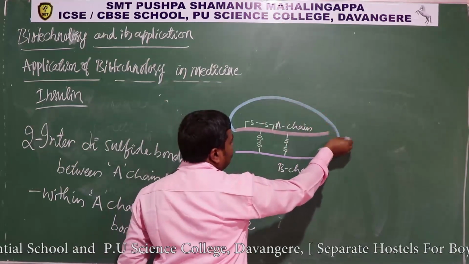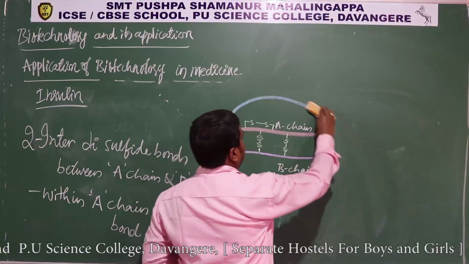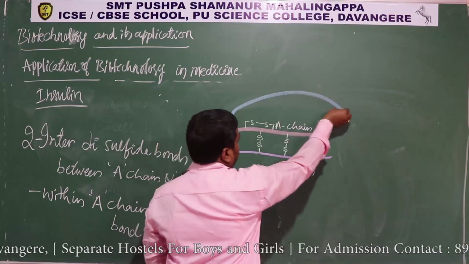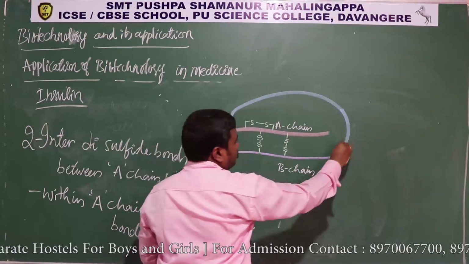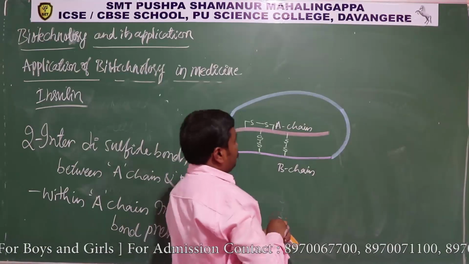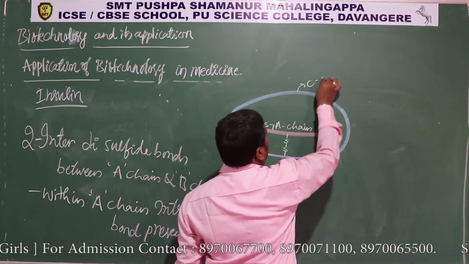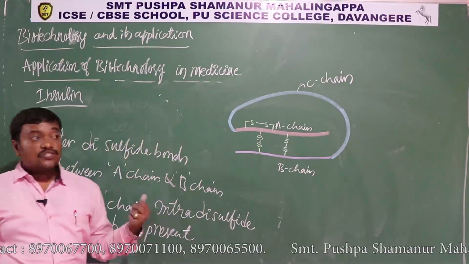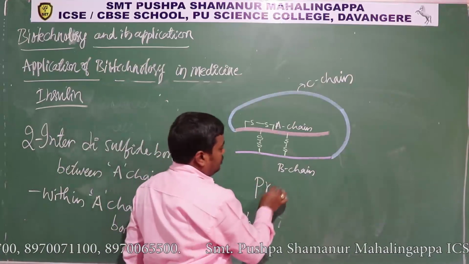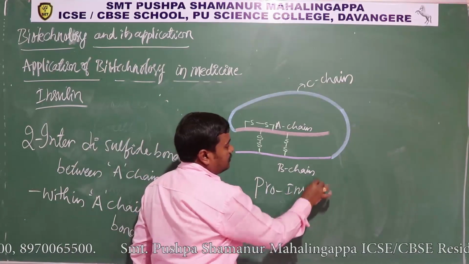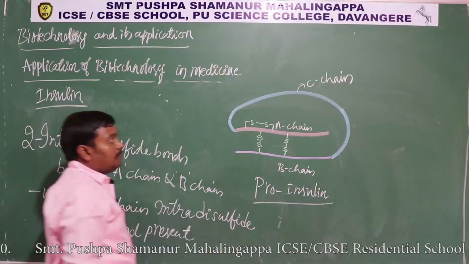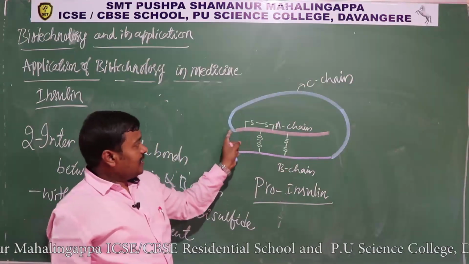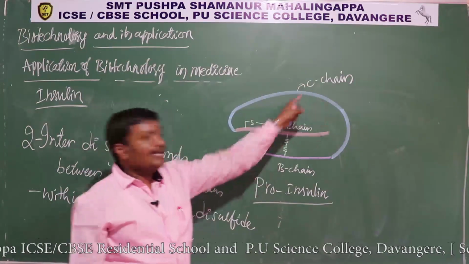Through this one more chain, this is the C chain. Okay, so this is the proinsulin. Proinsulin consists of A chain, B chain and C chain. Okay, so A chain and B chain are linked again by the C chain.